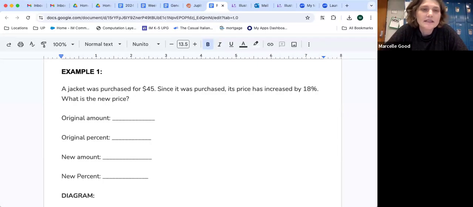Hi students. Today in class we learned about how to solve percent increase and decrease problems. I'm going to walk you through two examples that we did in class that should support you in getting your homework done. So here's our first example.